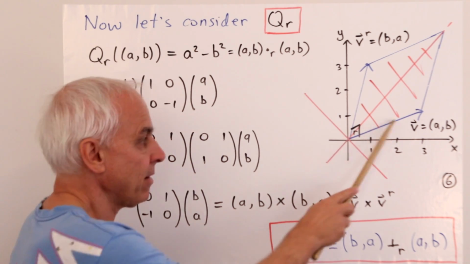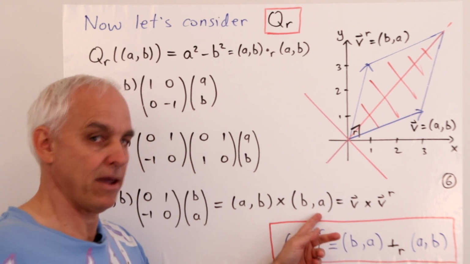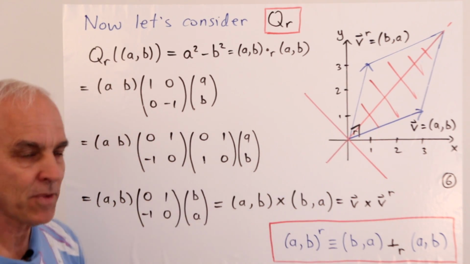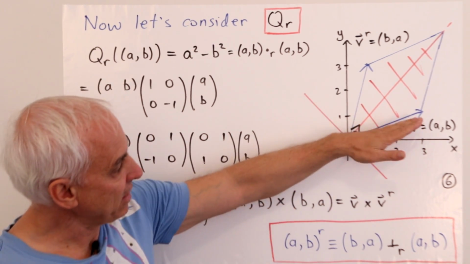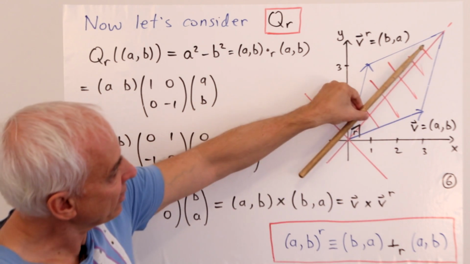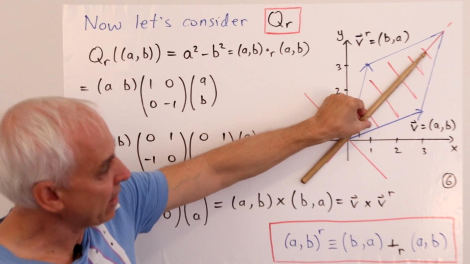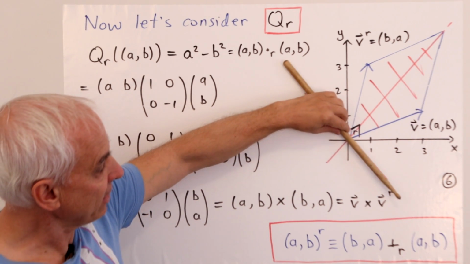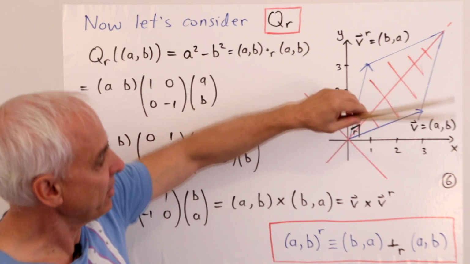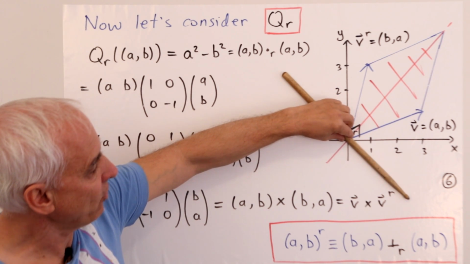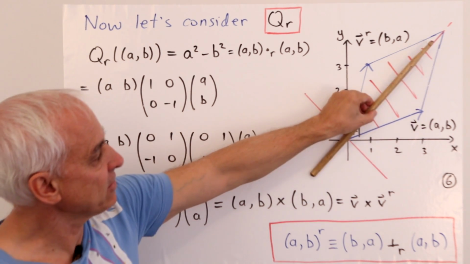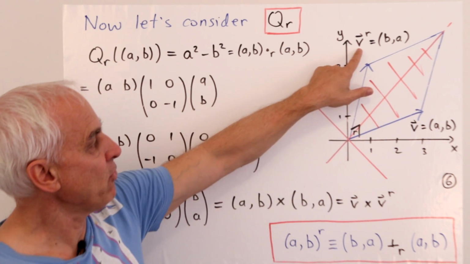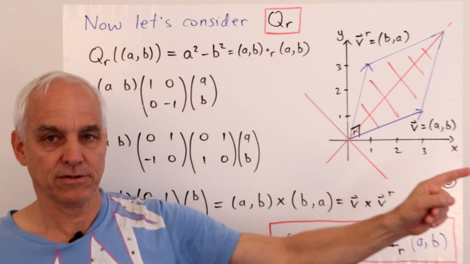So there's AB. Where is BA? Well, here it is right here. There's BA. It's the reflection of AB in this line here, the line y equals x. In this case it's a reflection in this line here, though in other cases you might want to reflect it in another line. And there's BA right there, and we're going to give it a name. We'll call it V super R for red.